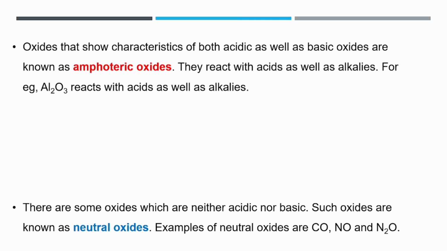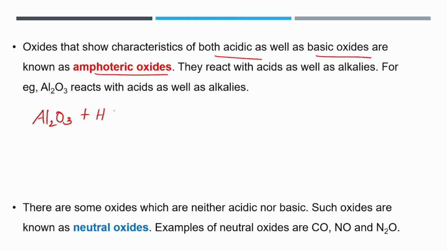Amphoteric oxides are oxides that show characteristics of both acidic as well as basic oxides. This amphoteric oxide reacts with acids as well as alkalis. For example, consider Al2O3. Al2O3 reacts with acids as well as with alkalis. How do they react? Al2O3 reacts with HCl.